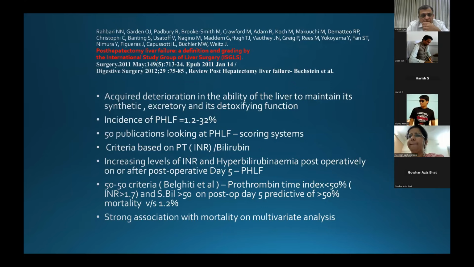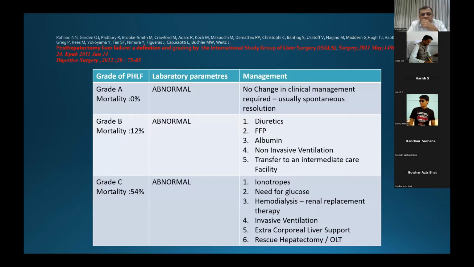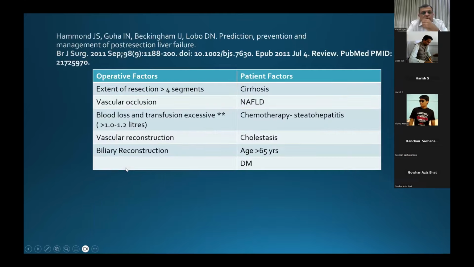The best criteria known are the 50-50 criteria by Belghiti, where he said that if you have a serum bilirubin of more than 50 microgram percentage, that would roughly correspond to about 3.4 or 3.7 milligram percent. And if you had a prothrombin index of less than 50% or an INR of more than 1.7 on post-op day 5, there is a 50% chance that this patient is likely to succumb to post-hepatectomy liver failure. There has been a classification of post-hepatectomy liver failure, grade A, B, and C, depending on what you really need to do to treat the patients.